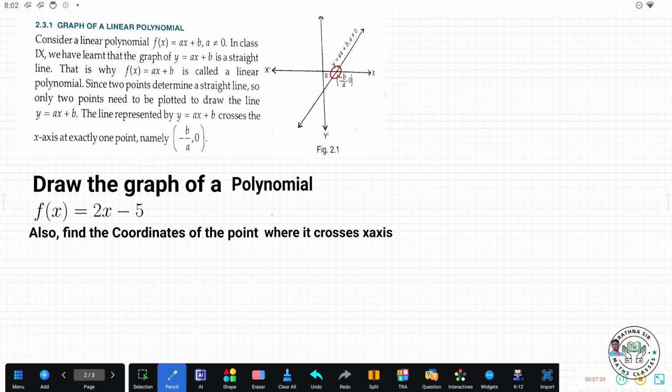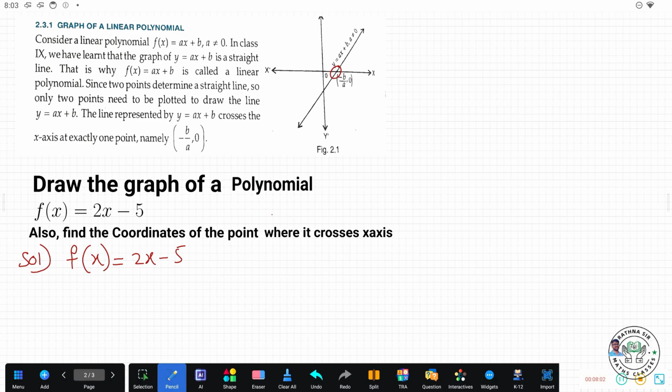ఓకే, ఇక్కడ ఒక క్వశ్చన్ ఉంది, చూద్దాం. Draw the graph of a polynomial f of x equal to 2x minus 5 and also find the coordinates of the point where it crosses x-axis. Okay, సో ఇందాక చేసినట్టే దీనికి సొల్యూషన్ ఎలా వస్తుంది. సో మనకి ఇచ్చిన లీనియర్ పాలినామియల్ ఏంటి, 2x minus 5. సో దీనికి మనం గ్రాఫ్ డ్రా చేయాలి.